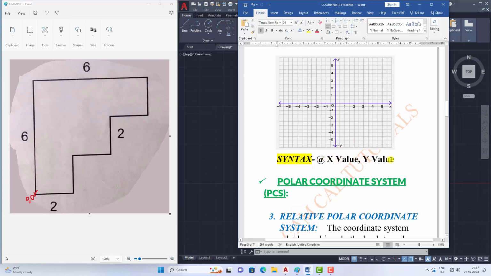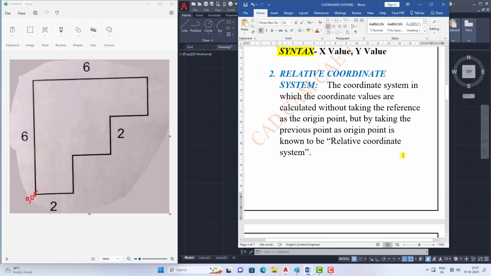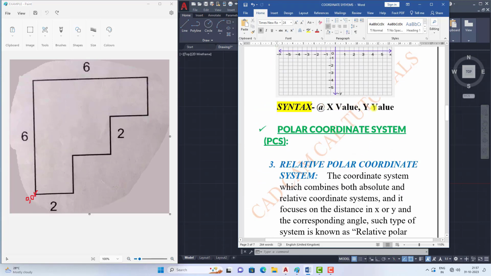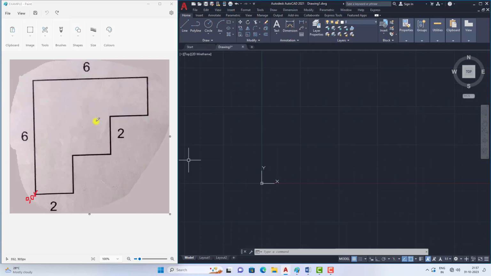While drawing the objects, you need to follow two rules if you are willing to draw by using this relative coordinate system. The first rule is that you need to take the previous point as the reference and calculate the coordinate values, and you need to follow the syntax @ x value, y value. So now the same diagram we need to draw in this relative coordinate system.